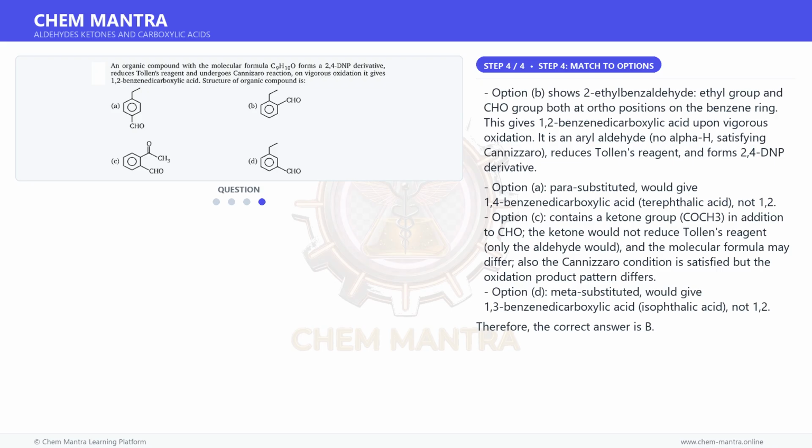Option A, para-substituted, would give 1,4-benzenedicarboxylic acid, terephthalic acid, not 1,2. Option C contains a ketone group, COCH3, in addition to CHO. The ketone would not reduce Tollens reagent, only the aldehyde would, and the molecular formula may differ. Also the Cannizzaro condition is satisfied but the oxidation product pattern differs. Option D, meta-substituted, would give 1,3-benzenedicarboxylic acid, isophthalic acid, not 1,2.